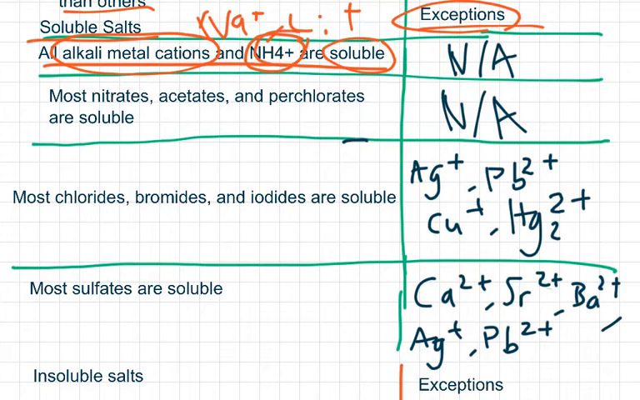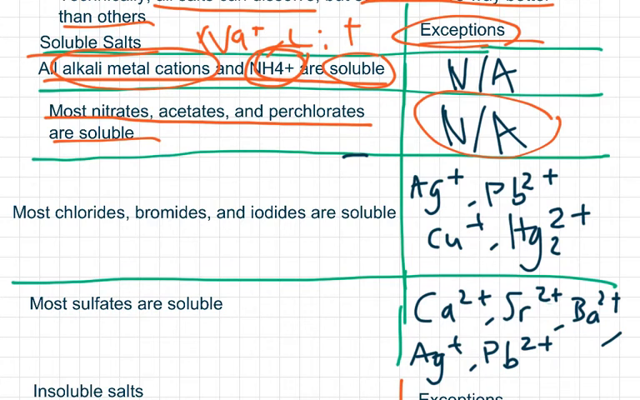Now, what about this rule? Most nitrates, acetates, and perchlorates are soluble. The exceptions? None. But note that there may be exceptions out there, but we just don't encounter them that often, so we just consider it to be no exceptions.